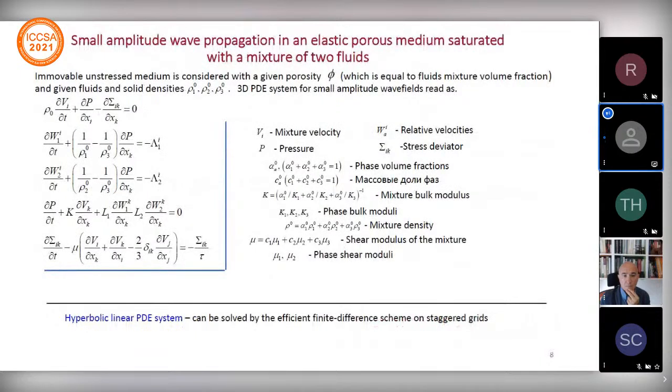So since our particular goal is to study small amplitude wave propagation in elastic porous medium saturated by a mixture of fluids, we can derive linearized equations. For example, on this slide you can see the governing equations for the small amplitude wave fields in an elastic porous medium saturated with a mixture of two fluids. This system is also hyperbolic and can be transformed to a symmetric hyperbolic system. And also an efficient finite difference scheme can be applied for numerical solution.